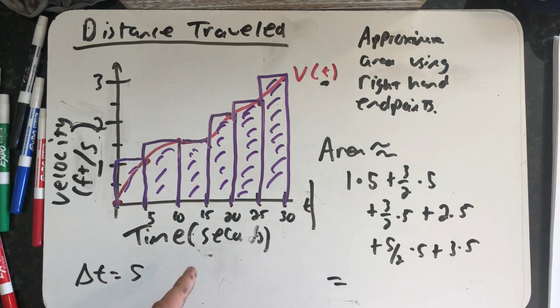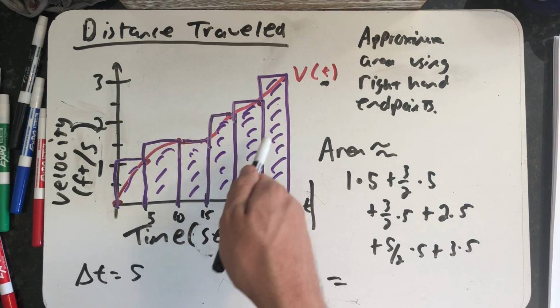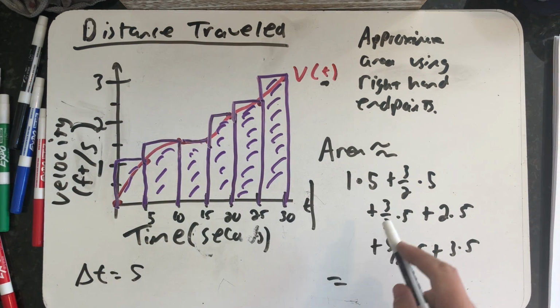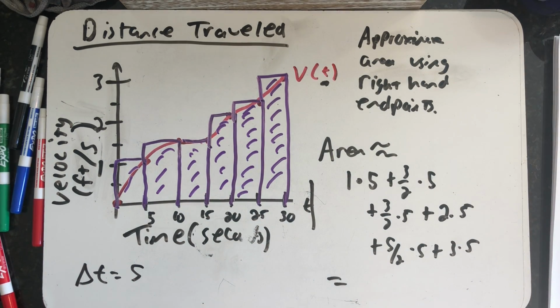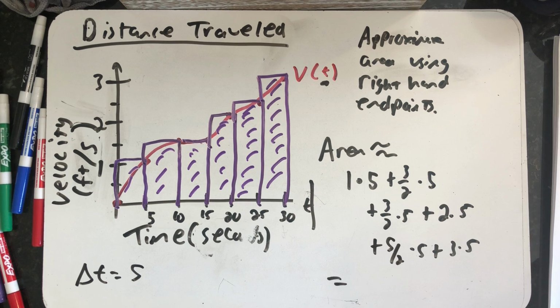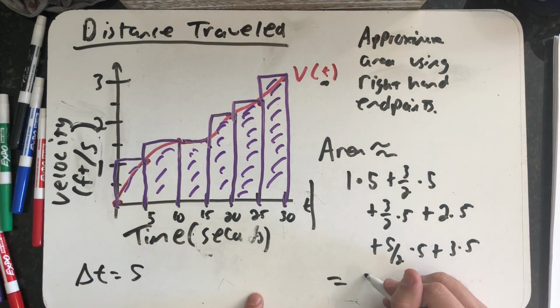And I can find that. So I have 1, 2, 3, 4, 5, 6 rectangles, and I should have 1, 2, 3, 4, 5, 6 function values times delta t to get together. And so I need to do that, and so I'll type that into my TI-83 here. And I get 57.5 as that area.